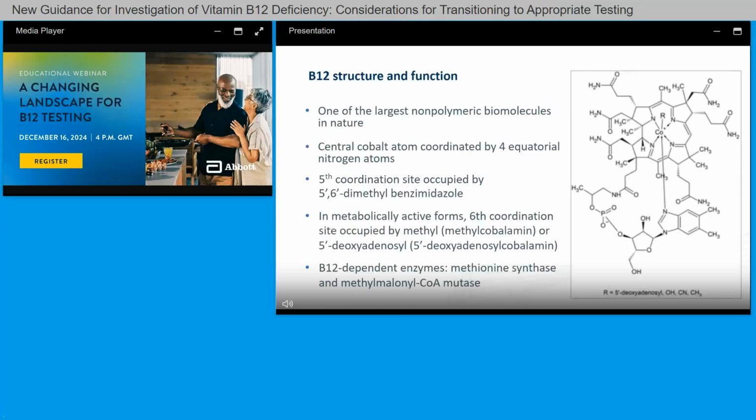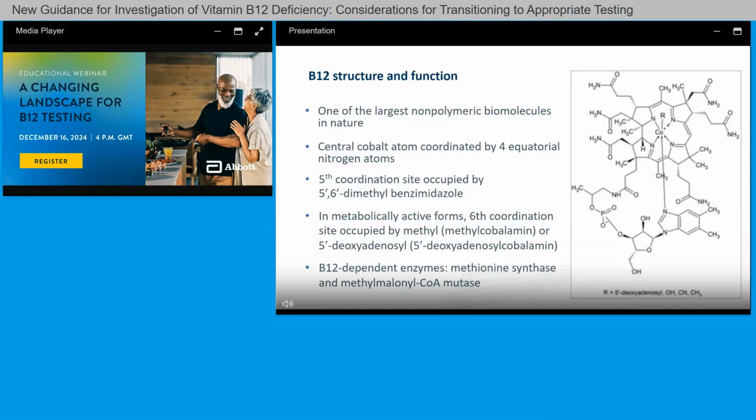Vitamin B12 is unusual for many reasons. Not only is it the largest of the 13 known vitamins, it's also one of the largest non-polymeric biomolecules found in nature. B12 is also unique in that it's the only known compound in nature to have a cobalt-carbon bond. This cobalt atom is absolutely critical to the structure of vitamin B12.